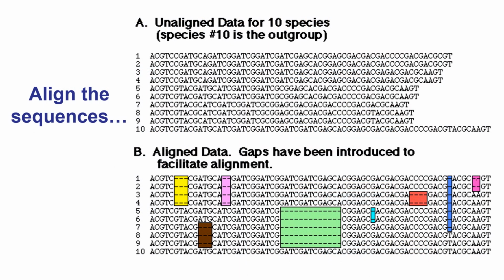Let's take a look at a more realistic example. We've got 9 species that we want to compare. We want to figure out how they're related to each other. So we take a sequence of DNA from the same gene for each of the 9 species. We have a 10th species, which is going to be our outlier, our outgroup.